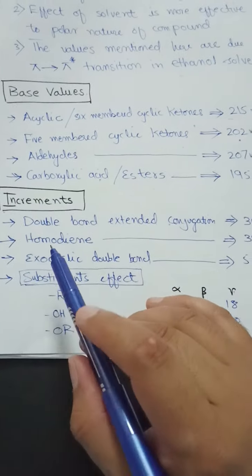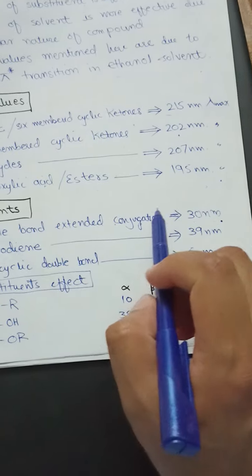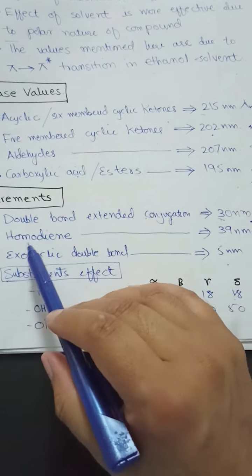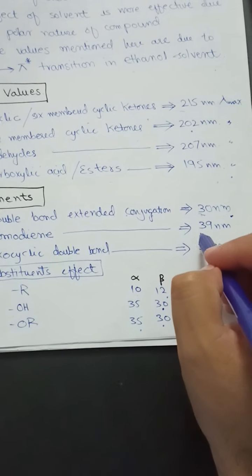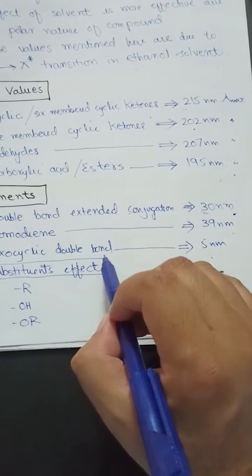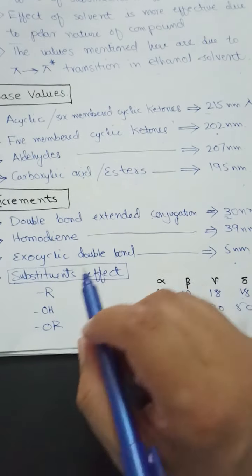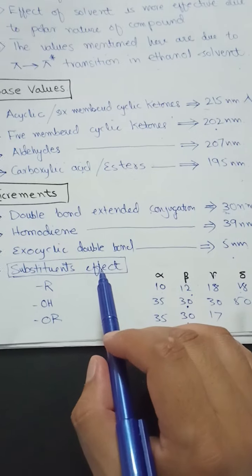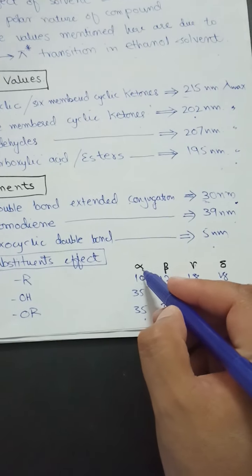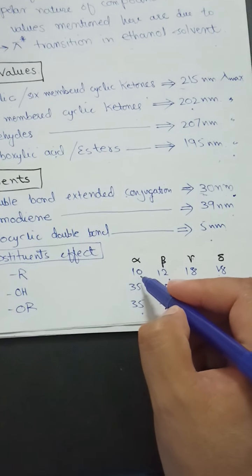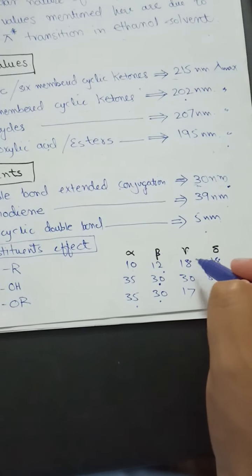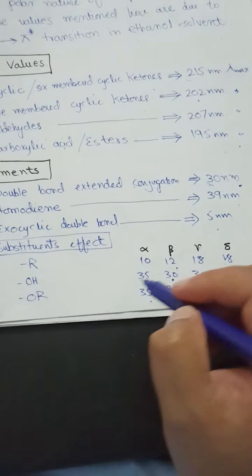For increments, extended conjugation again will increase our lambda max by 30 nanometer. Homodiene will add 39 nanometer with the base value. Exocyclic double bond produces 5 nanometer increment. And the substituent effect for alkyl group: if alkyl group is present at alpha carbon, the increment will be 10 nanometer. For beta carbon, it will be 12 nanometer. For gamma, 18 nanometer, and for delta, 18 nanometer.